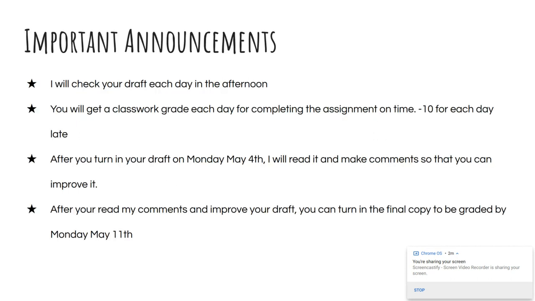Here are some important things to remember about this assignment. I'm going to look at your draft every afternoon to check to see that you did the work from the day before. I'm going to give you a classwork grade for each day for completing the assignment on time. So today's assignment is the brainstorming document. I'm going to go in and check the brainstorming document tomorrow, and if you did it, you get 100. If you didn't do it, you get a 0. If you turn it in late, I will subtract 10 points for each day that it's late.